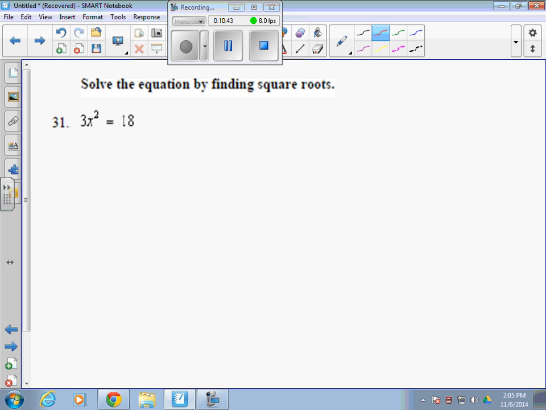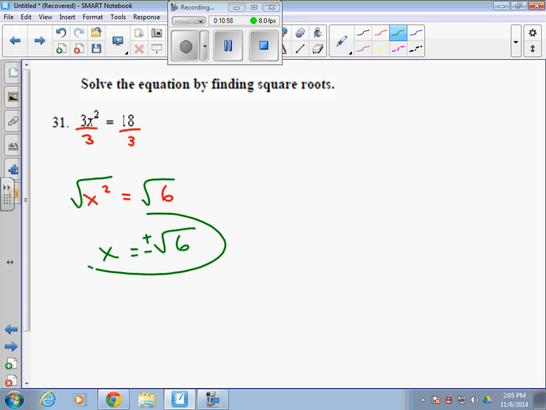Solve the equation by finding square roots. First thing you want to do, divide by 3. So that gives you x squared equals 6. Get rid of squaring something by taking the square root. x equals the square root of 6. Remember, it's both plus or minus the square root of 6. You can't simplify that any further.